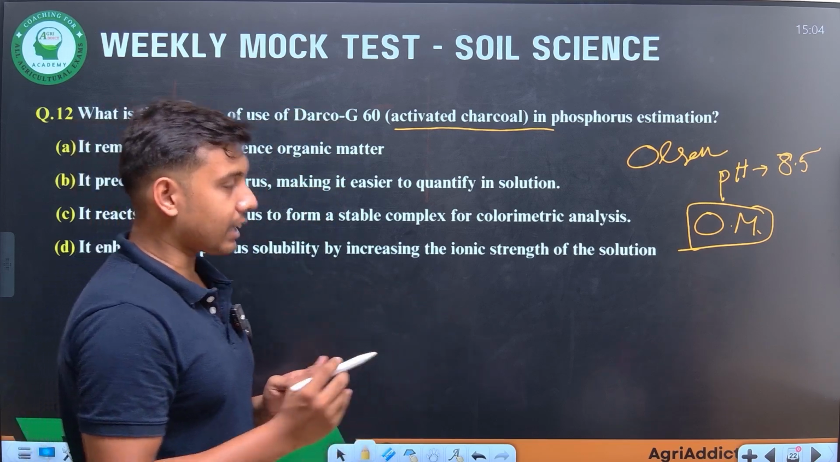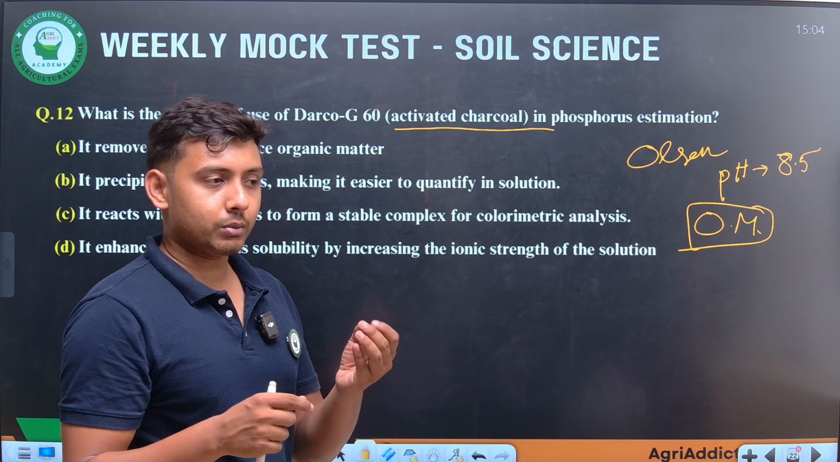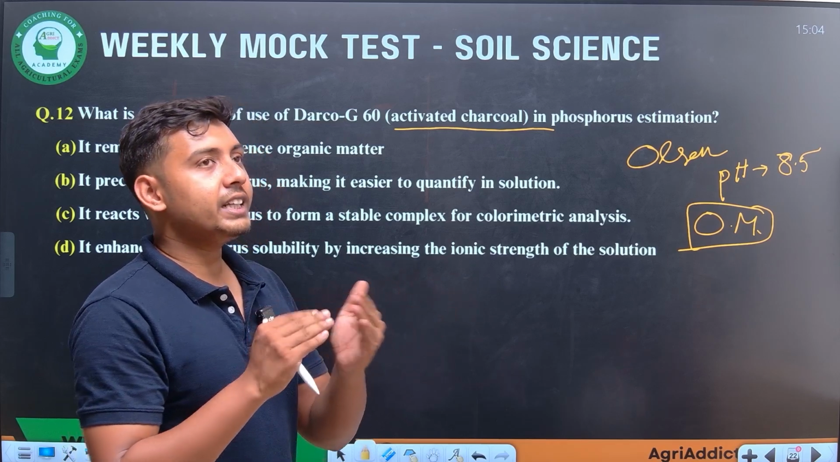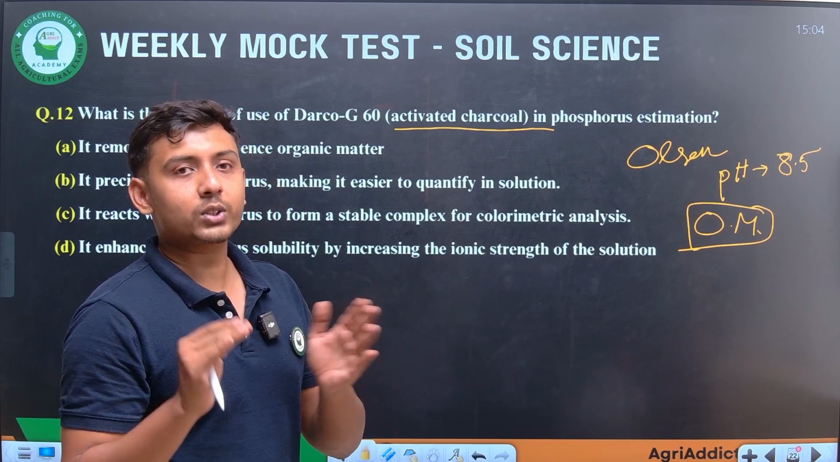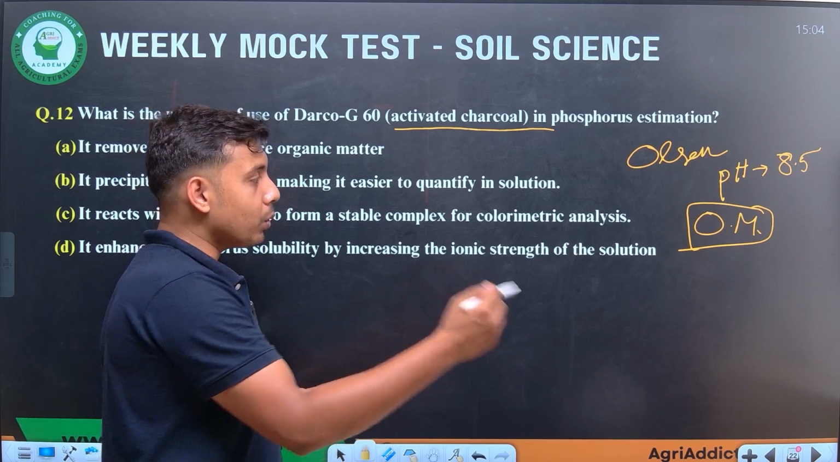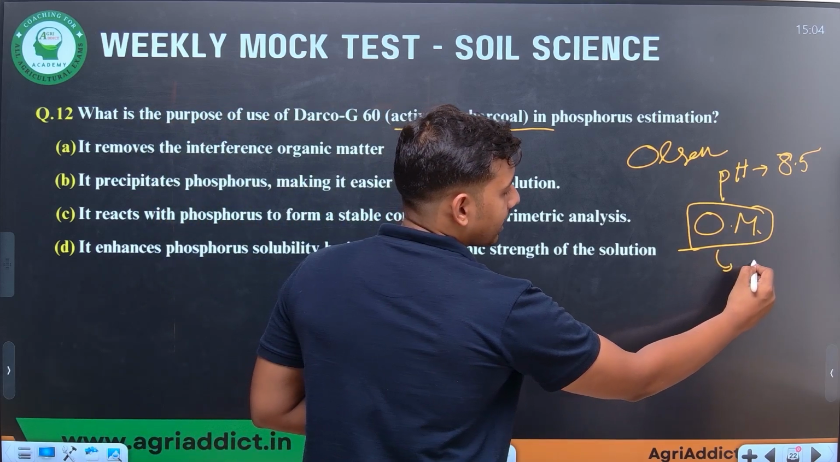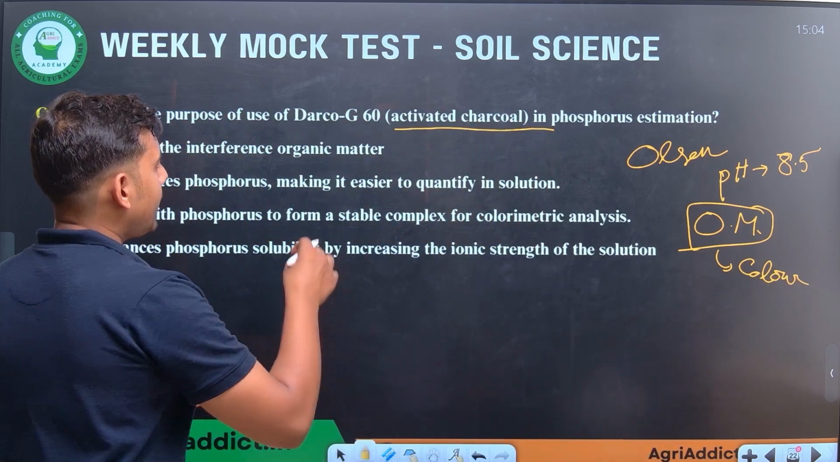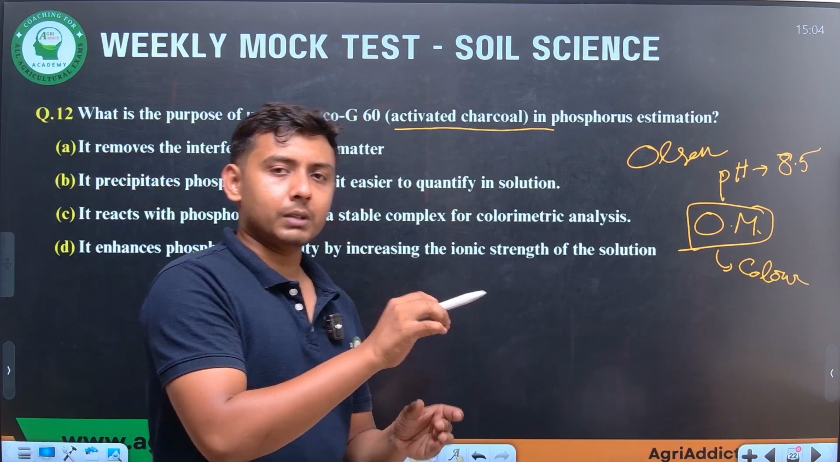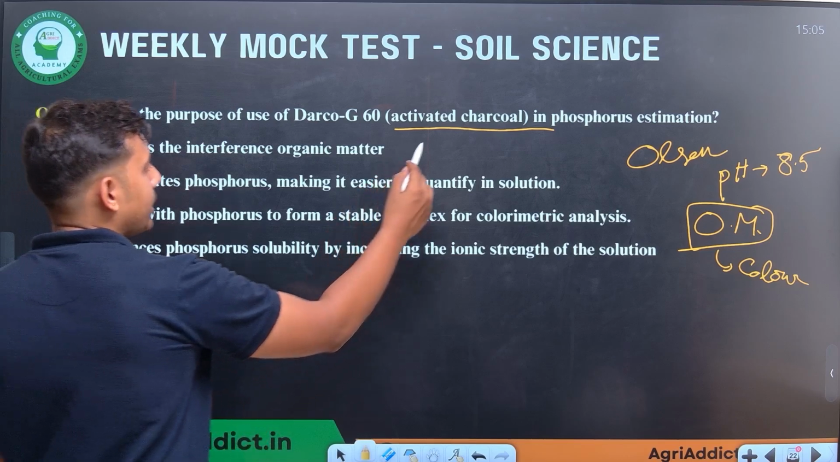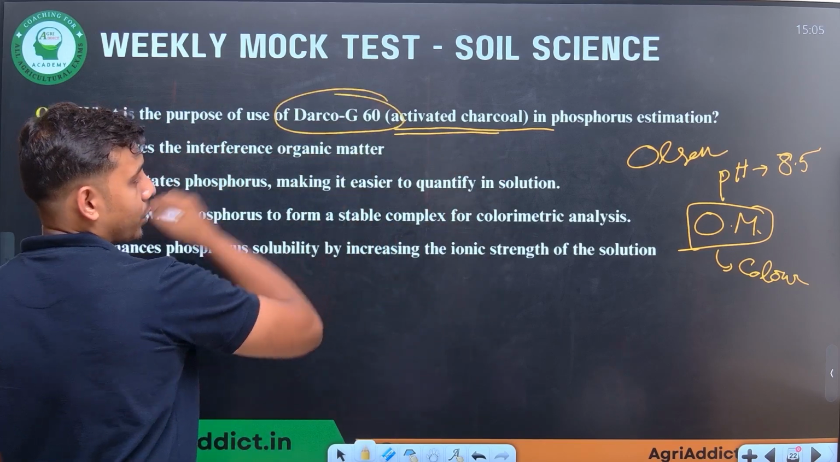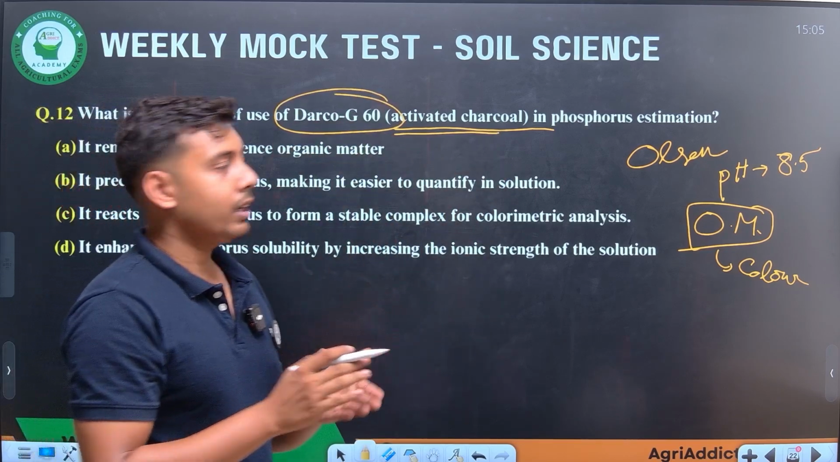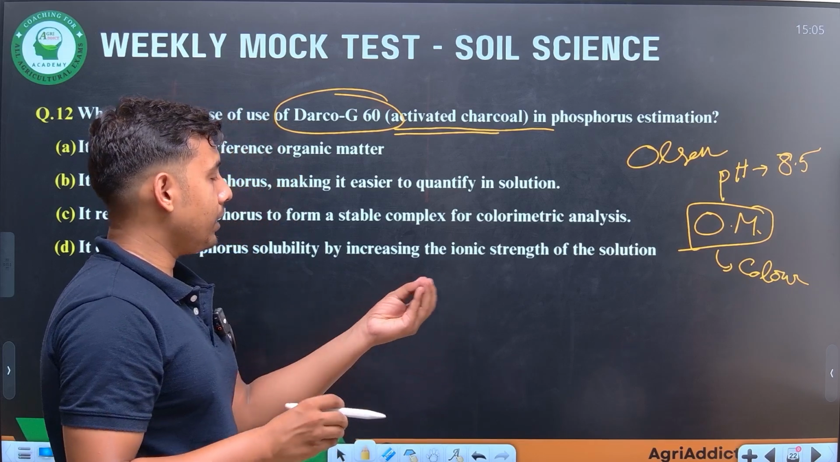So if there is a color already present in the solution, what will happen? It will interfere with the actual data or actual result. So we have to remove this color, the organic matter color. For this, we add a pinch amount of Darco G60, that is the activated charcoal. It has its own procedure to produce it. We'll learn it later.